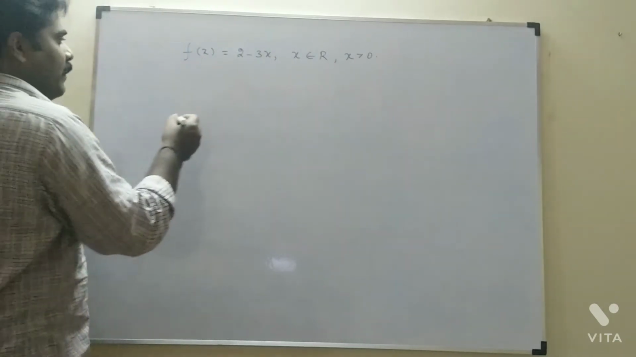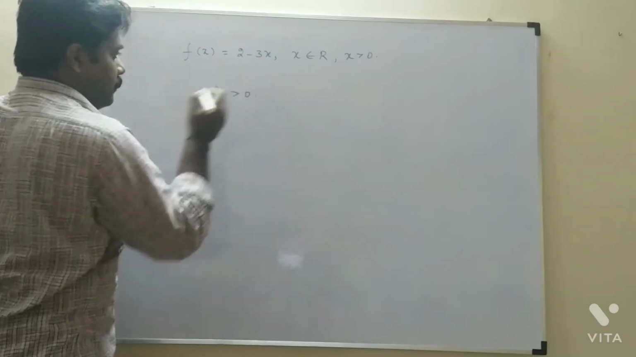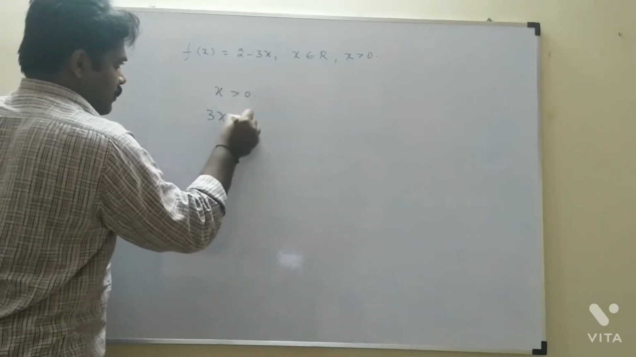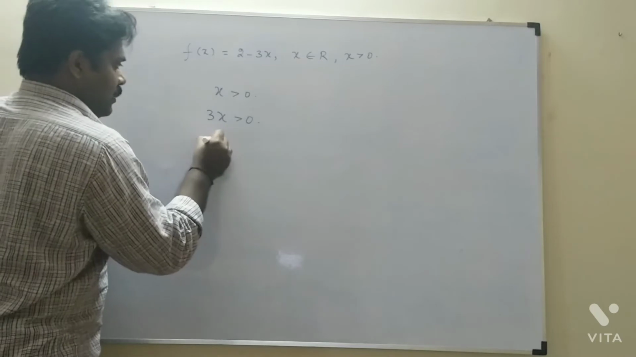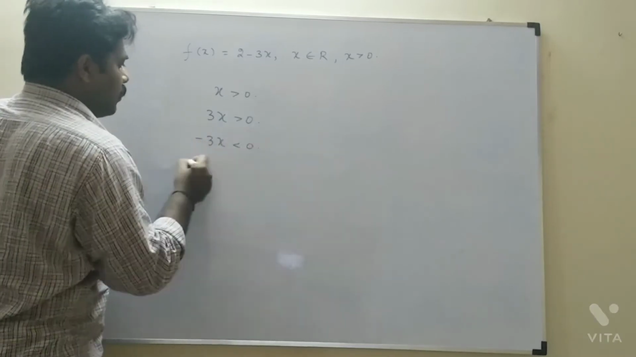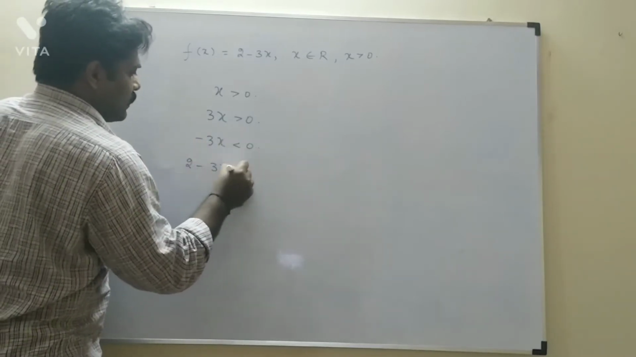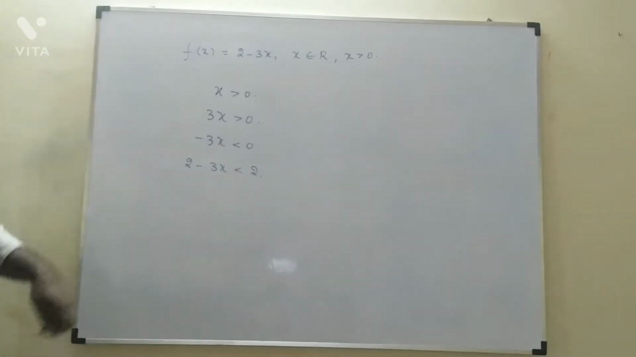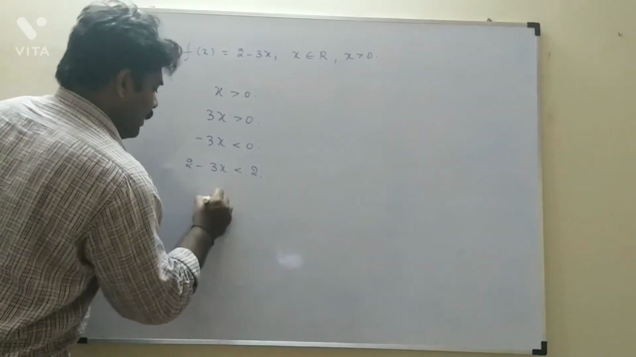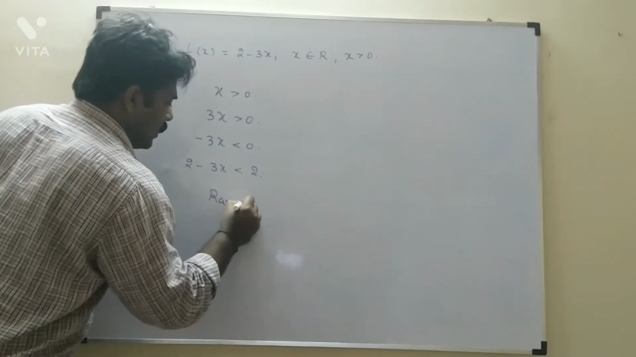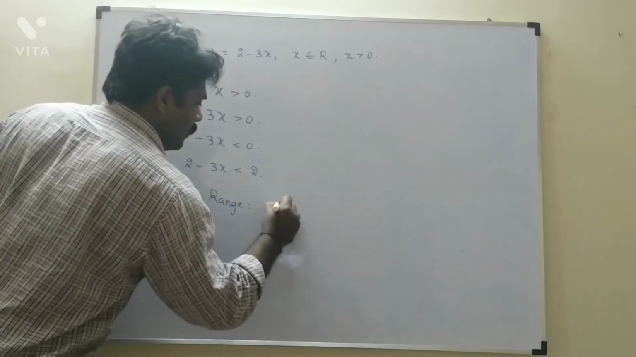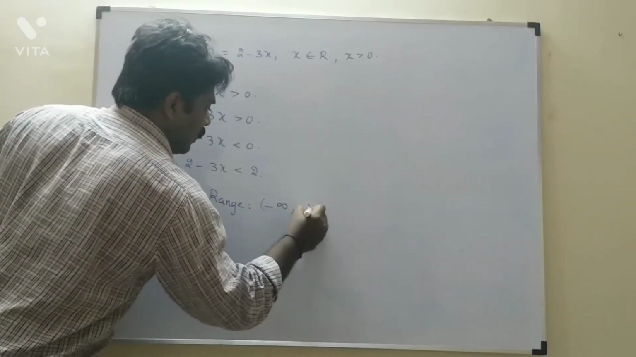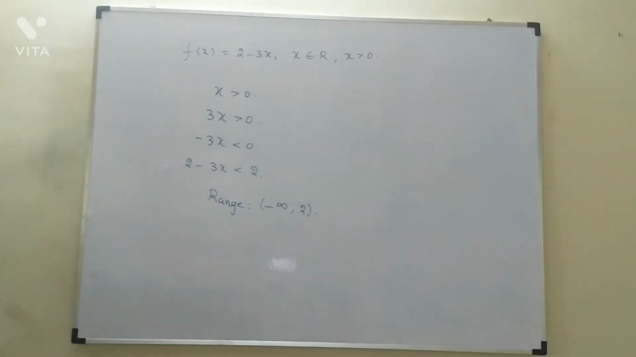Now given x is greater than 0, that means 3x is also greater than 0. That means minus 3x is less than 0 and 2 minus 3x is less than 2. So what would be the range of the function? The range of the function would be minus infinity comma 2 in open intervals, right?